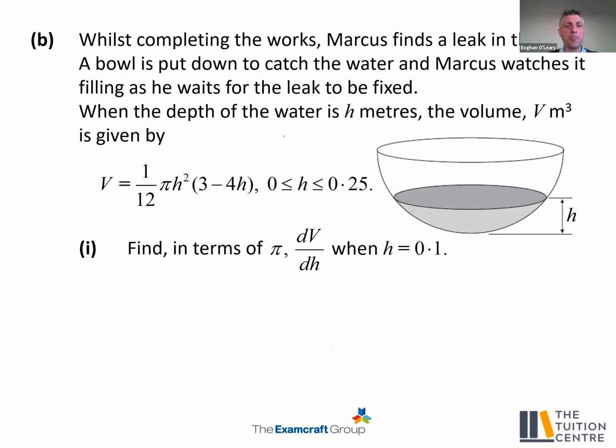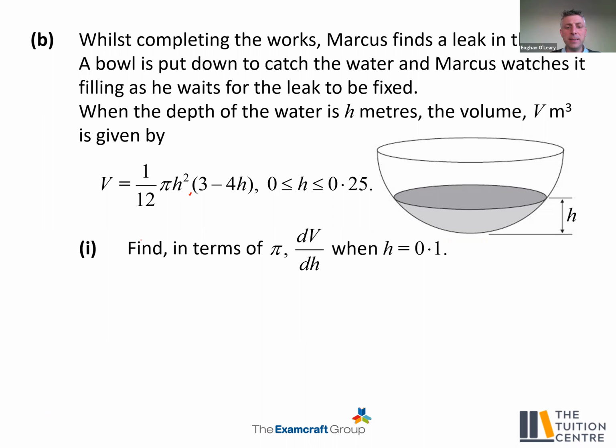Now we go on to the next part. Whilst completing the work, Marcus finds a leak in the roof. A bowl is put down to catch the water, and Marcus watches it filling as he waits for the leak to be fixed. When the depth of the water is h meters, the volume in meters cubed is given by this function. Volume is equal to 1/12 pi h squared times 3 minus 4h, and h is between 0 and 0.25 meters.